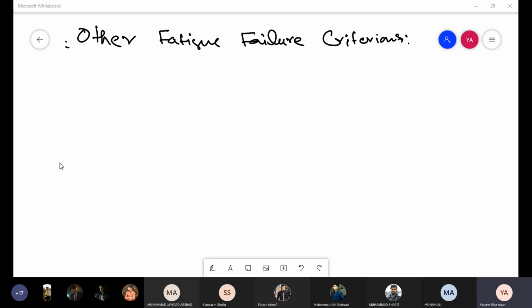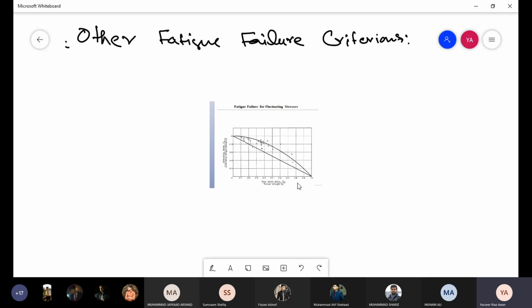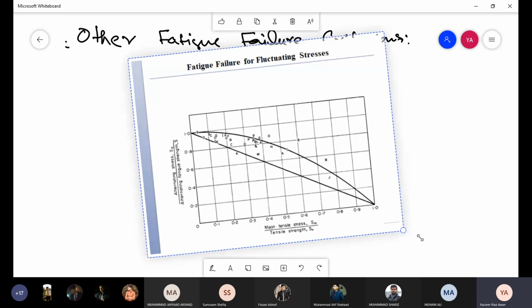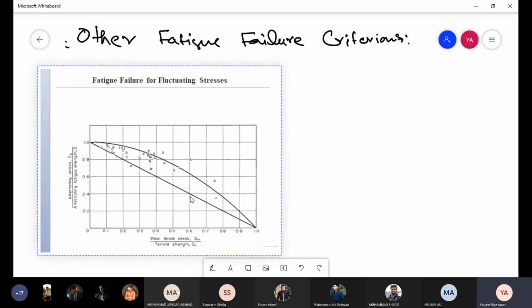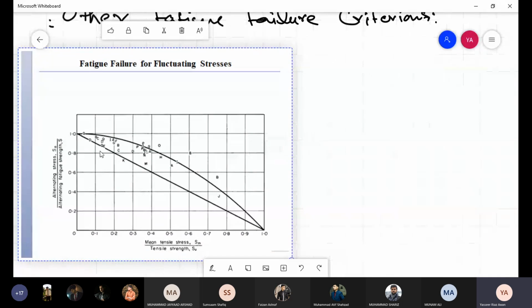And we saw last time, when we justified the use of the modified Goodman diagram, we said that if you look at the experimental data for fluctuating stress, it is something like this. So this is your modified Goodman diagram, and most of the points lie above that diagram. So this is basically a very conservative criterion.